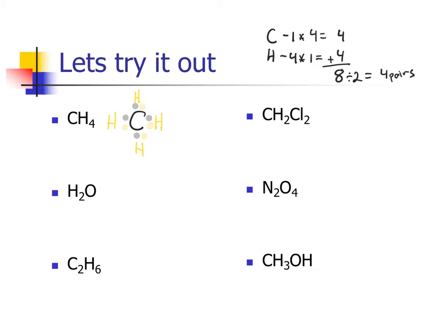We can check ourselves here, and see that I have 1, 2, 3, 4, 5, 6, 7, 8 around my central atom, so it has its octet, and then every hydrogen also has just 2. So eureka, we've done that one correctly. So let's try another one. I'm going to piggyback off of the last one that I just did and see that I have 2 hydrogen and 2 chlorine. Well, hydrogen again has 1 valence electron and chlorine is going to have 7.